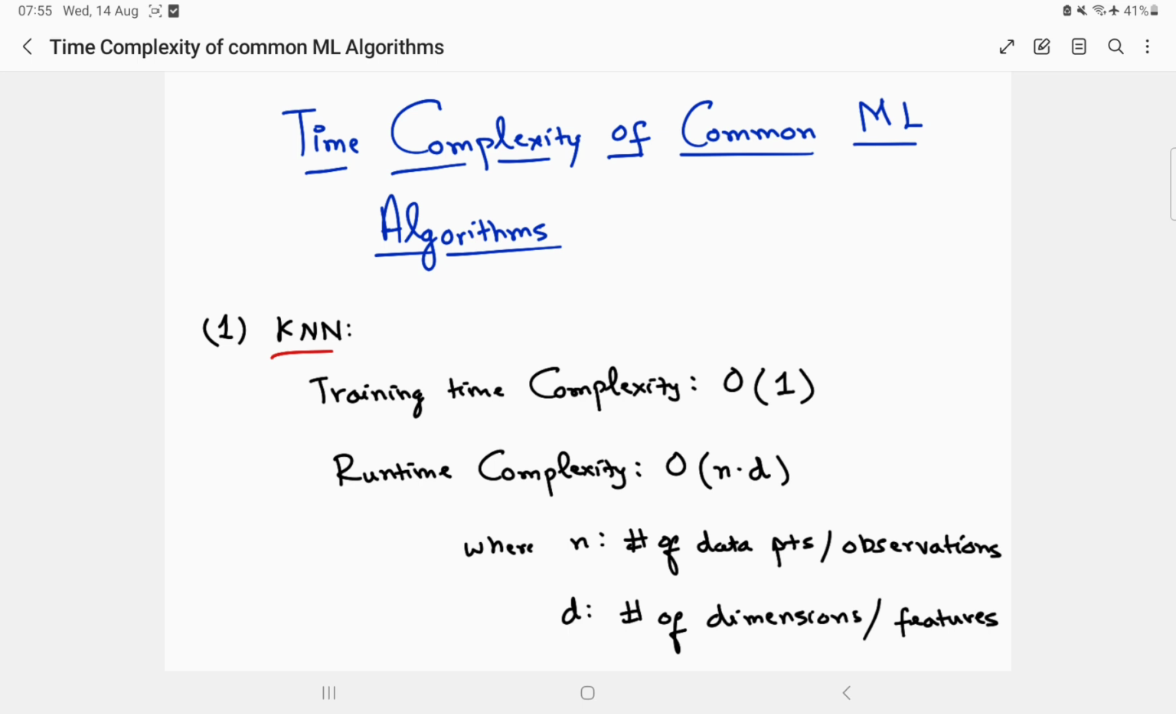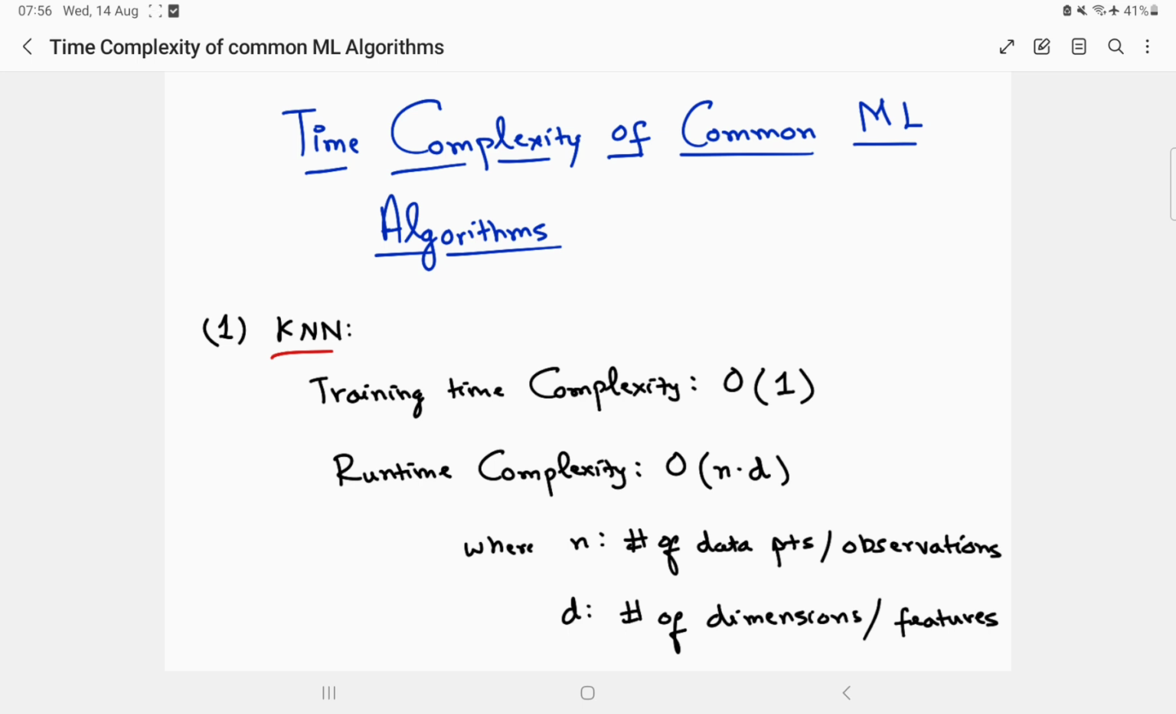So why should you care about the time complexities? Well, it's more than just a number. Knowing the time complexity of an algorithm tells you a lot about its efficiency and how it scales as your data grows. It also helps you choose the right algorithm for your problem, ensuring you balance between accuracy and computational feasibility, the runtime and the training time that your particular algorithm would take.